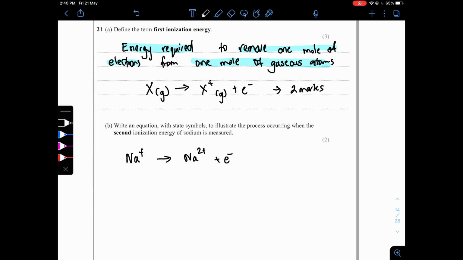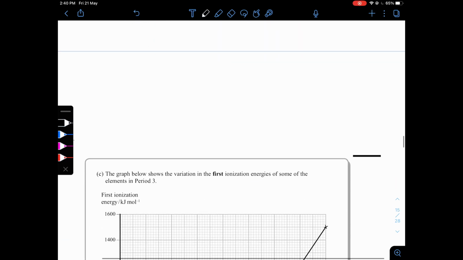Now, would this give me all the marks? It would not, right? Because we have not added the gaseous state symbol. So we need to write gas and gas here, only then can we get the two marks. So the state symbols are very important.